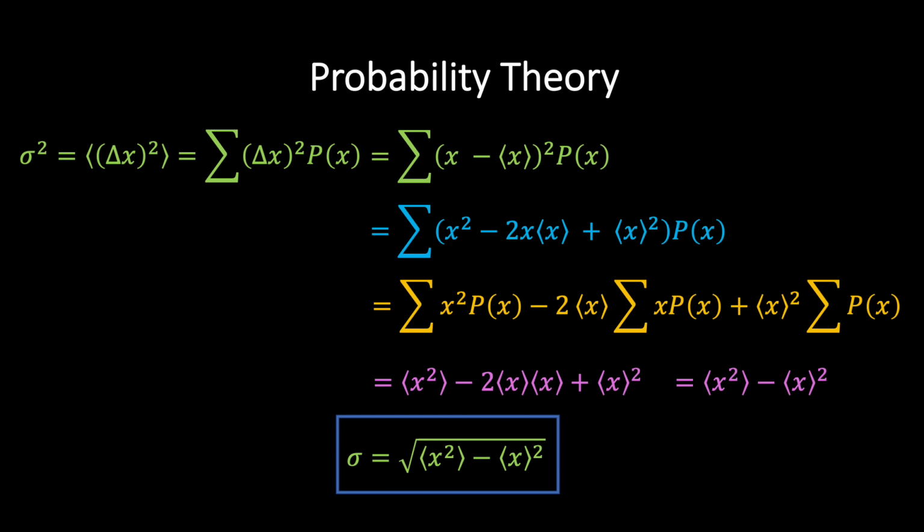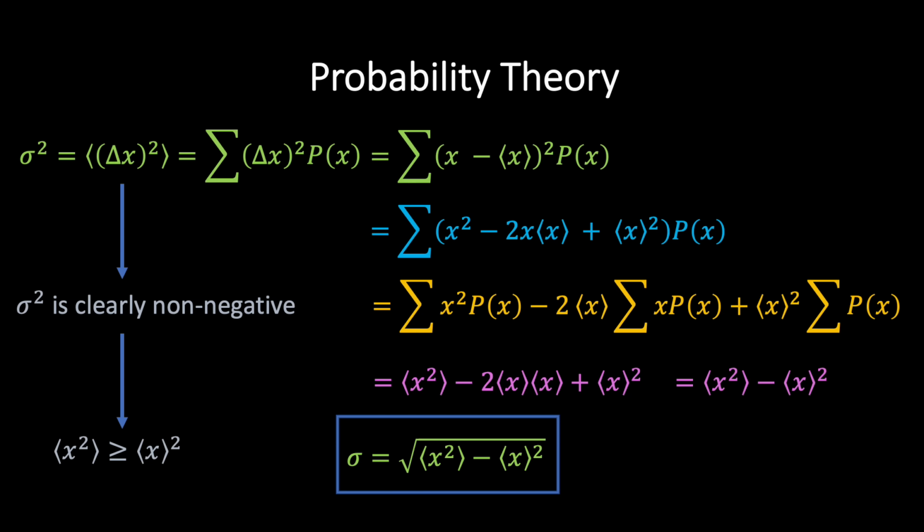And we note that since sigma squared is clearly non-negative from its definition, this result implies that the expectation value of the square of x is greater than or equal to the expectation value of x all squared. And the two are equal only when sigma equals 0 and the distributions have no spread at all. It's worth noting that the standard deviation in the variable x is often referred to as the uncertainty in x, and we will return to the importance of this concept later in the video.